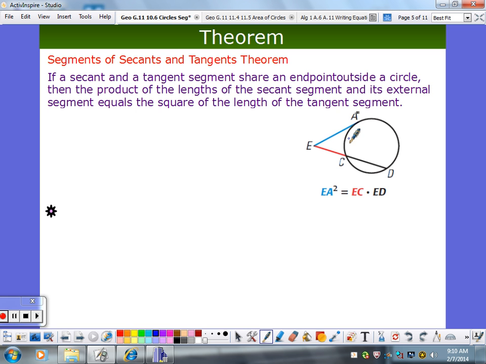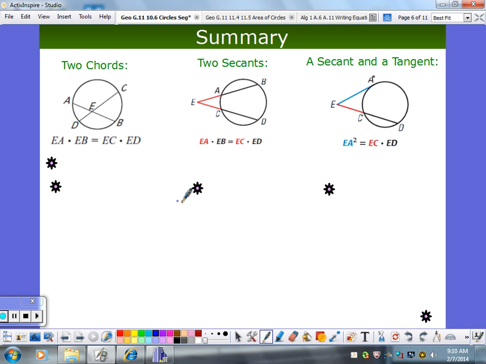You could also have a tangent, and it's actually kind of the same theorem. See this little red piece, the little outside piece times the whole thing equals that tangent piece. So the little piece outside times the big piece equals that little tangent piece, take that value and square it, multiply times itself. So easy to say. Let's see if it's easy or not to do.